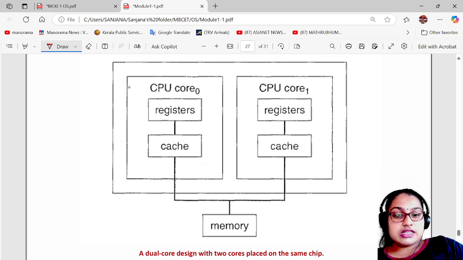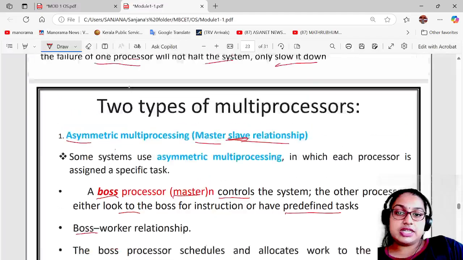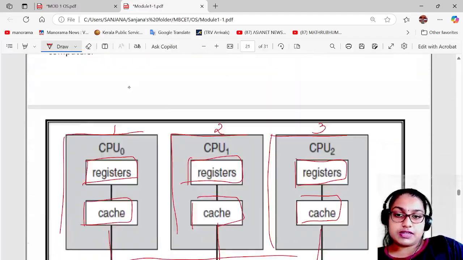And this is a dual core design with 2 cores placed on the same chip. That is again multiprocessing, but with 2 cores. That is about multiprocessing systems. I hope it is clear.